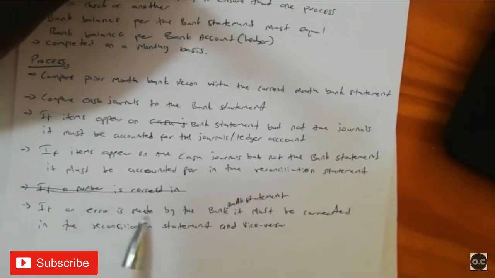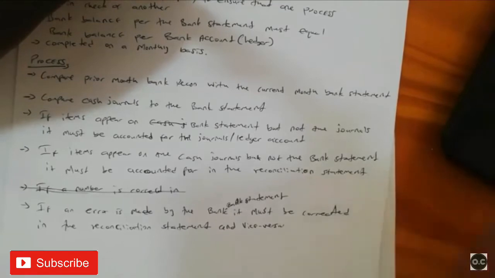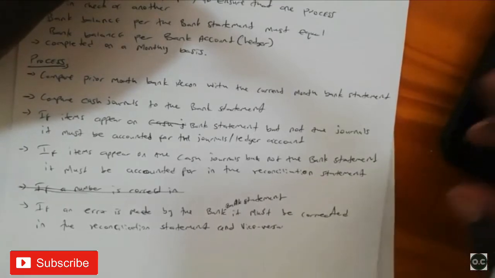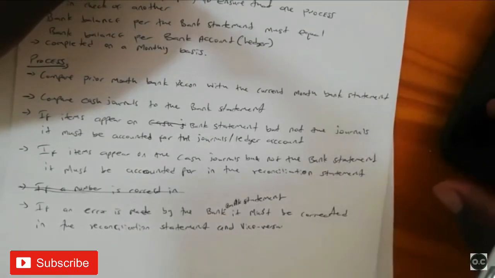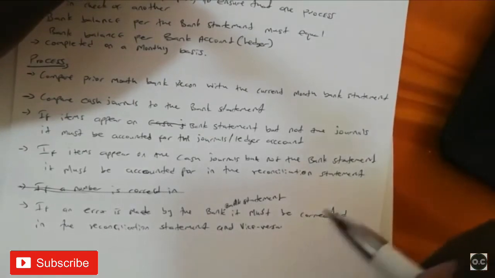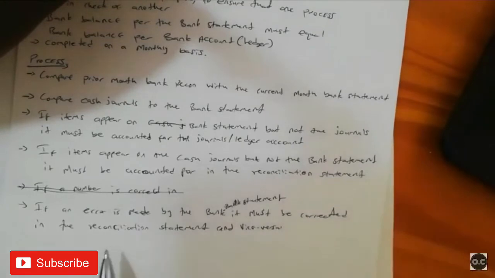And then sometimes the bank can make some errors. So they can write a certain number the wrong way. Maybe instead of saying 5,000, they say 500, right? Which means they made an error. They understated something. So if that error is in the bank statement that you received from the bank, then you must fix that and show it in your bank record, right?